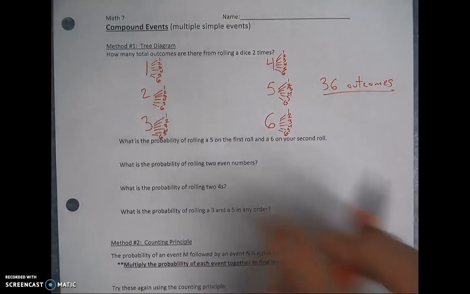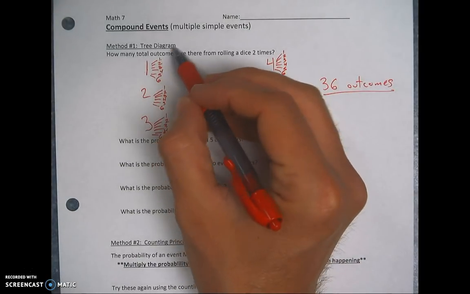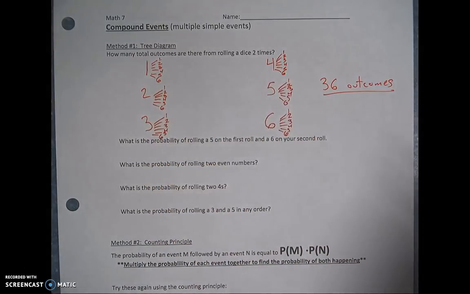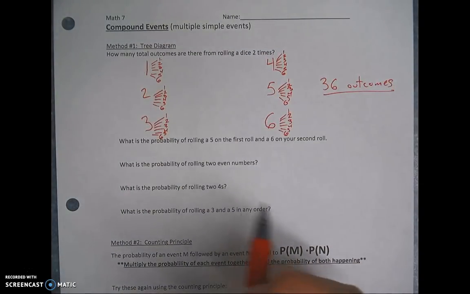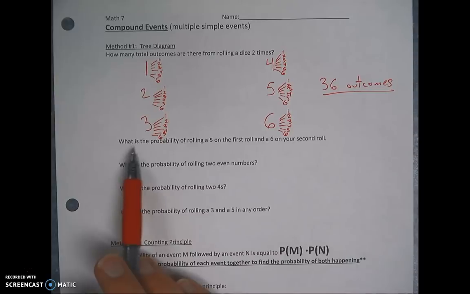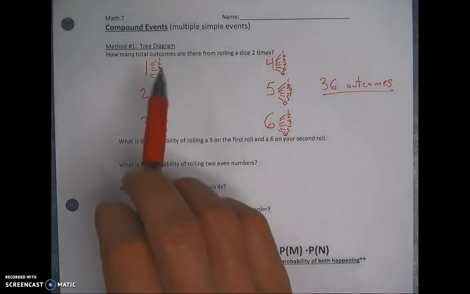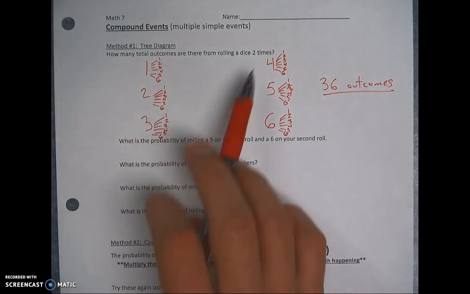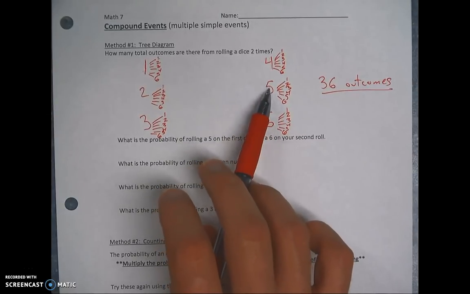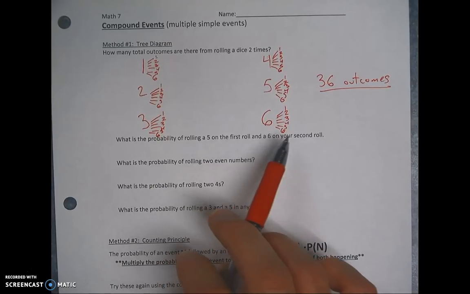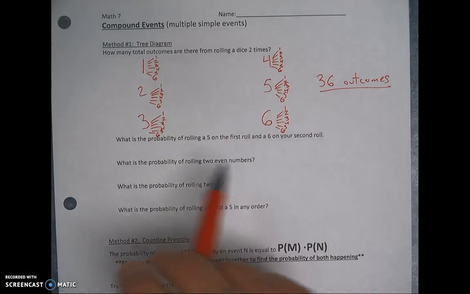Okay, now this can get a little complicated, especially if we rolled it a third time, and now every single one of these has to have another 6 branches. Okay, then it gets super complicated. But this is a good visual of all the different outcomes, 36 of them. So now let's use this to find out some of these probability questions. So first one, what's the probability of rolling a 5 on your first roll? So that eliminates this, this, this, this, and this. So we're only looking here. Okay, what's the probability of rolling a 5 on your first roll and a 6 on your second roll? Now remember, it's total outcomes on the bottom.